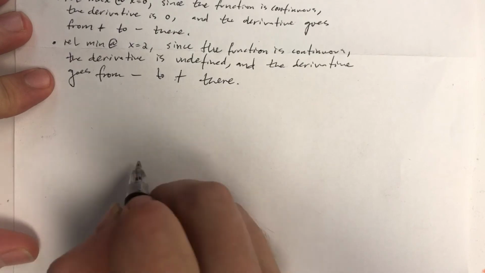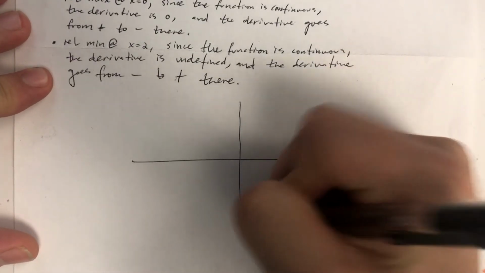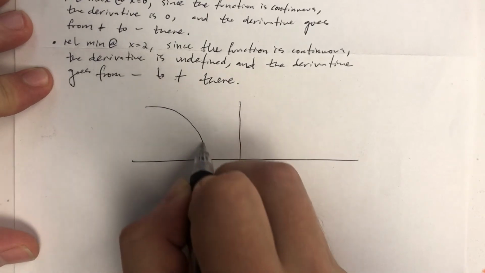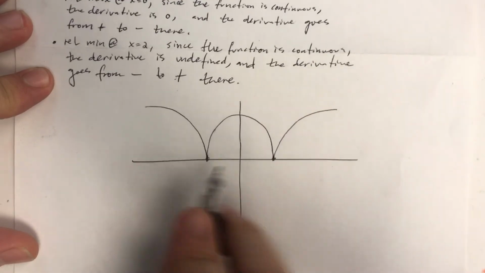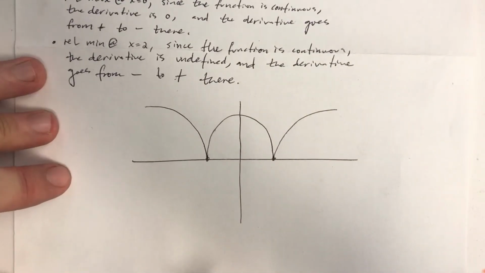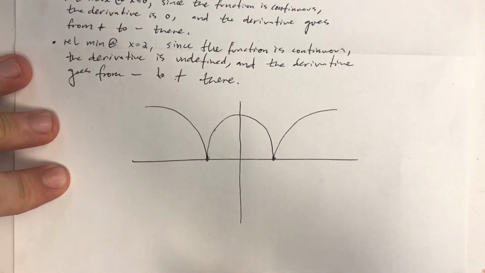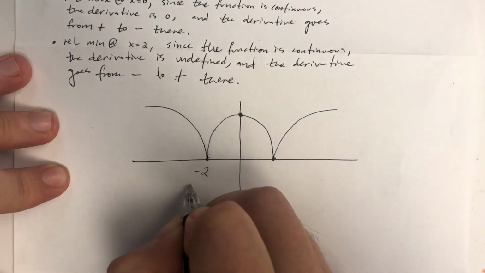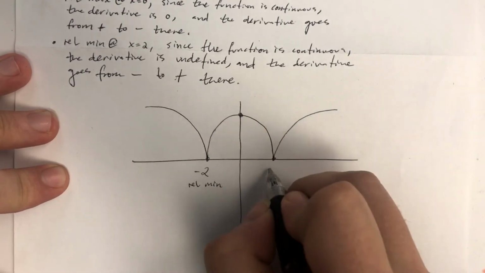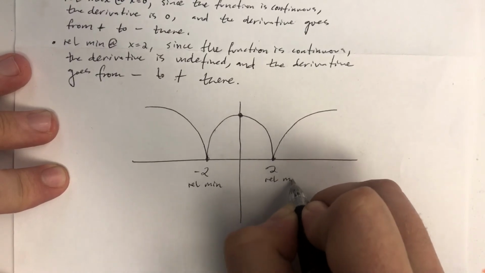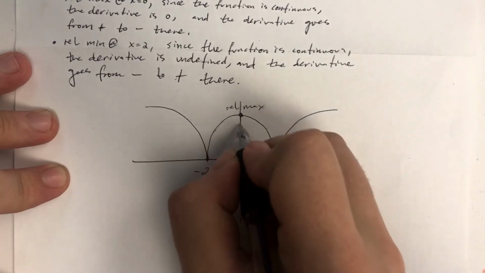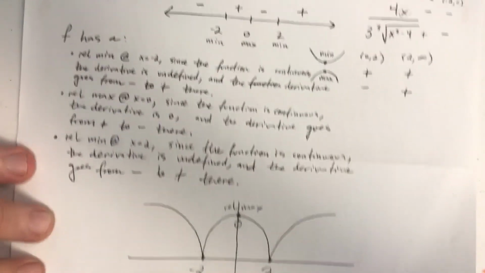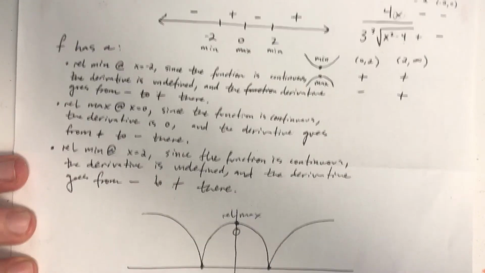If you were to graph this function to confirm your result, which you always should if you have access to a graphing calculator, you would see that our function looks something like that. It's a really weird function. It has these two cusps. That's why our derivative was undefined. The derivative is actually discontinuous there. And then we see we have this relative maximum here. So this relative min occurs at -2. This relative min occurs at +2. And this relative max occurs at x equals 0. But we didn't have to graph it. We used analysis to discover that.